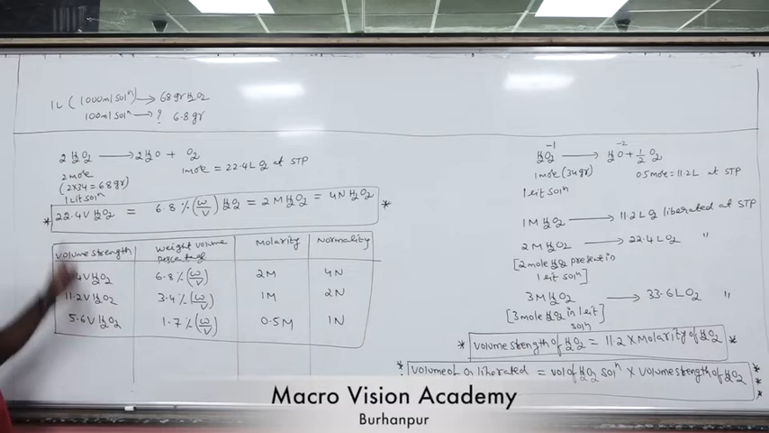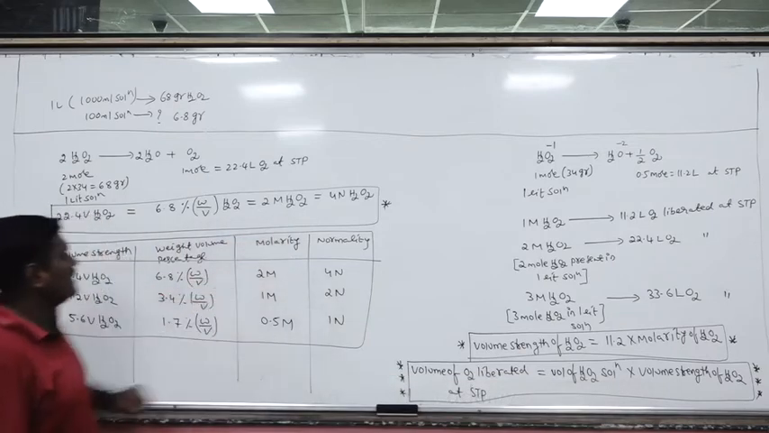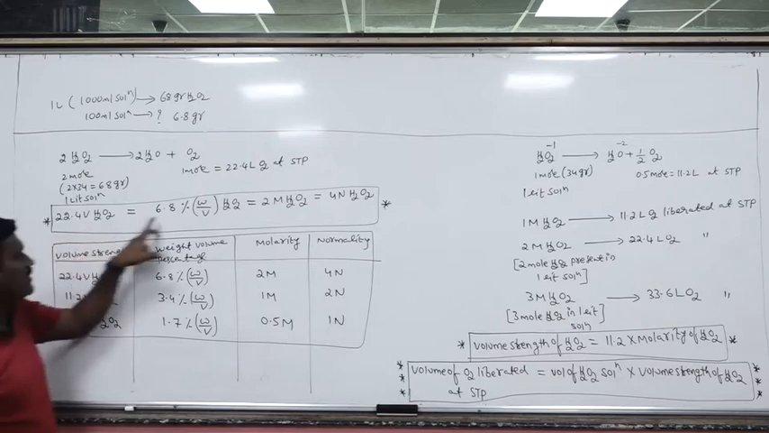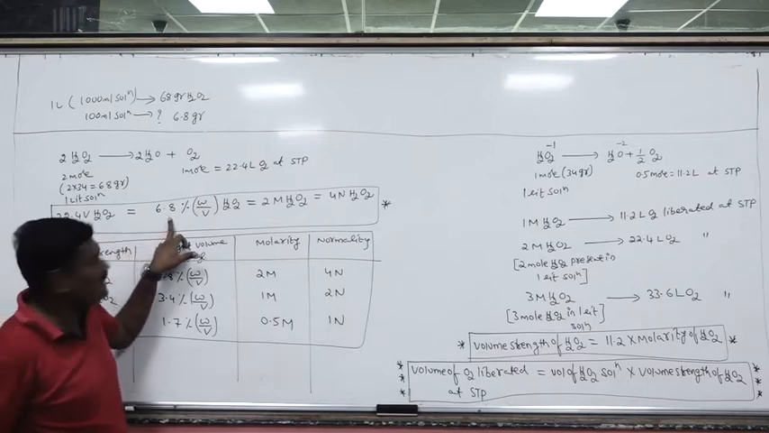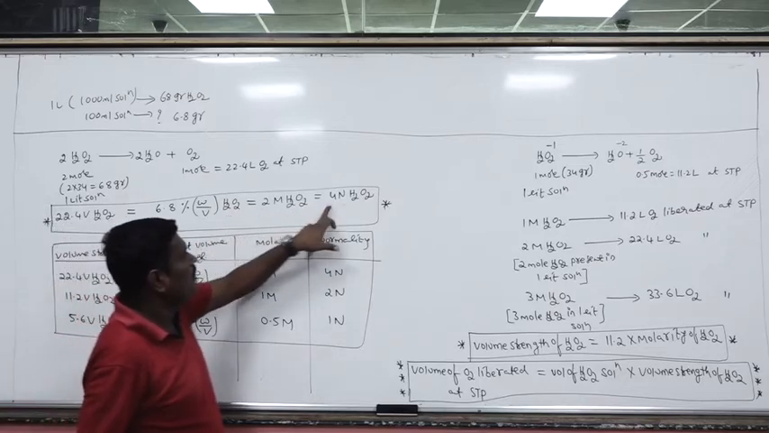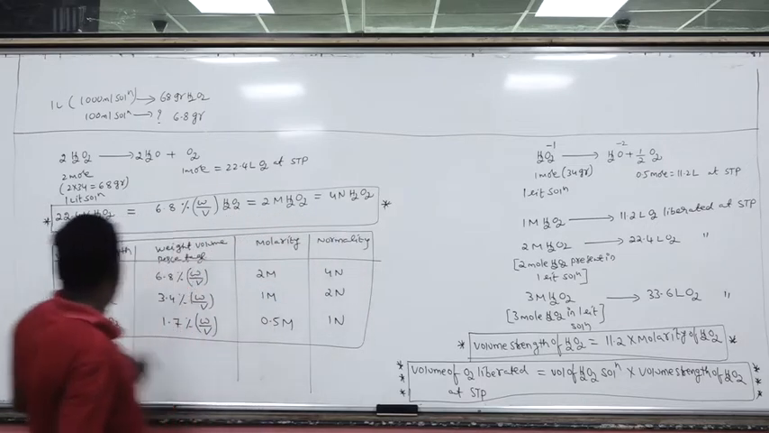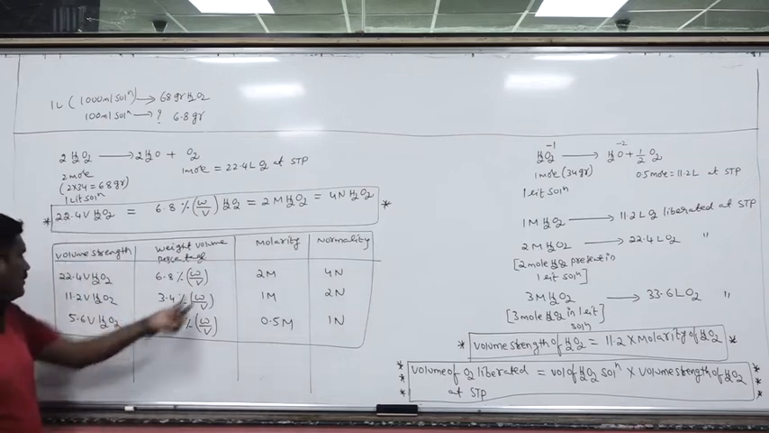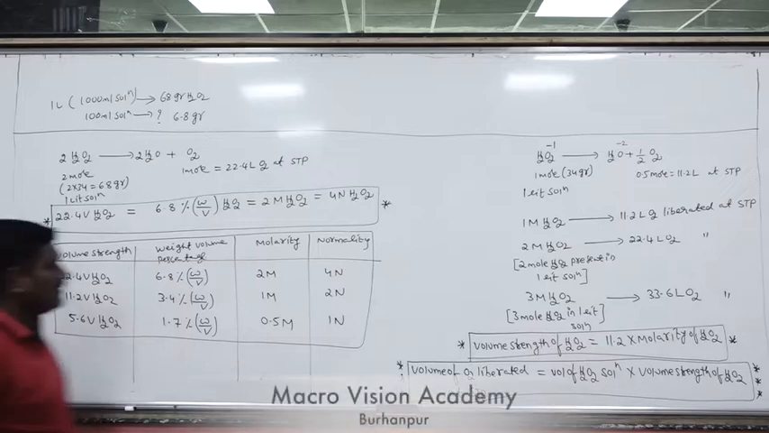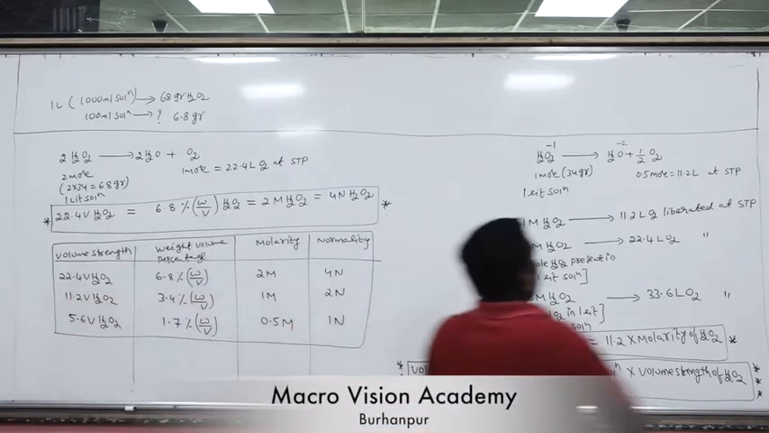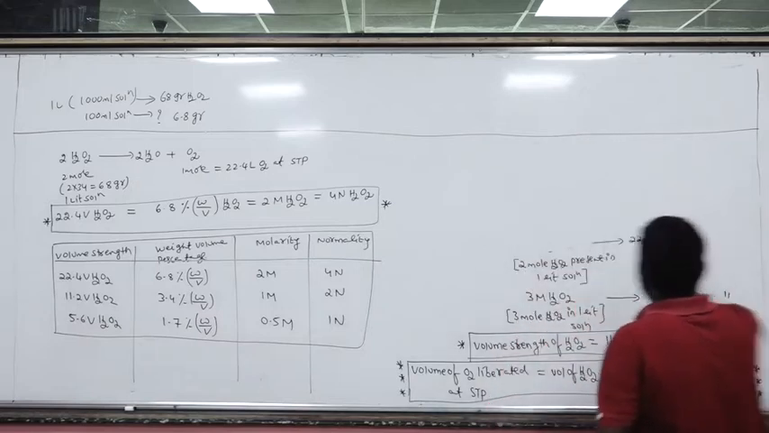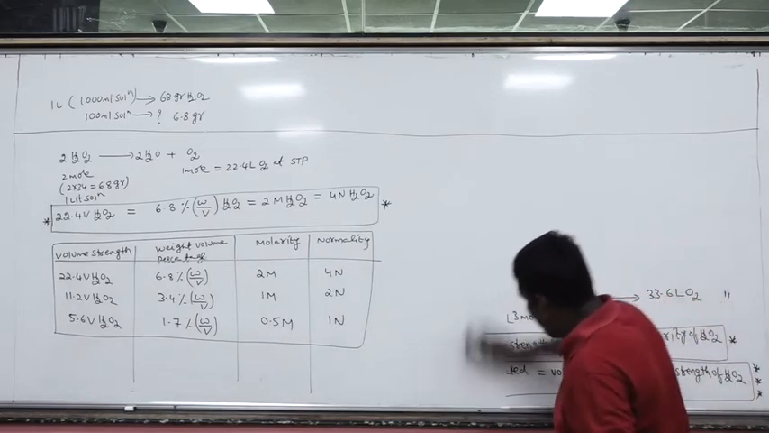The only thing is, you have to practice this relation. What is the relation here? Once again, 22.4 volume strength of H2O2 is equal to what? 6.8% W by V H2O2, 2 molar H2O2, 4 normal H2O2. Otherwise you can learn 11.2 volume, or you can take 5.6 volume of H2O2. Whatever data you take, you can easily practice, so that it will be very easy while solving the problem. Okay.